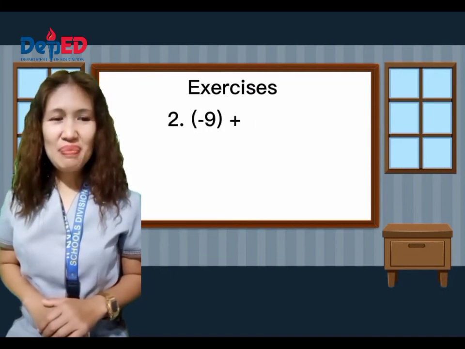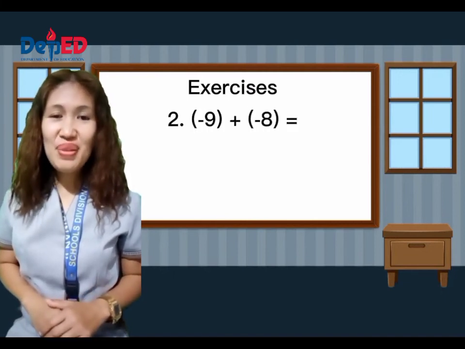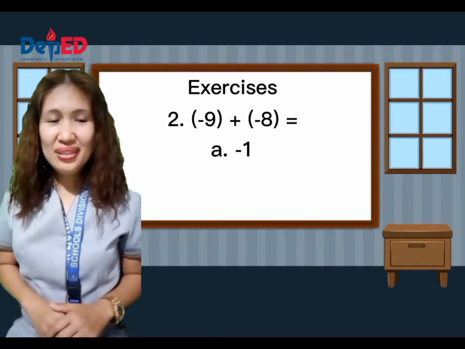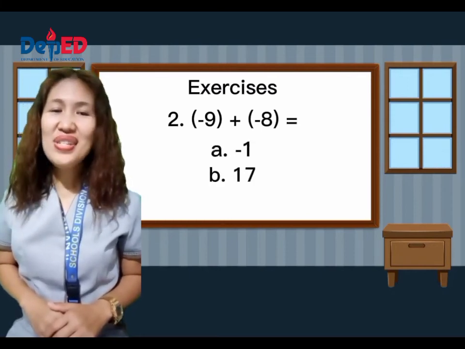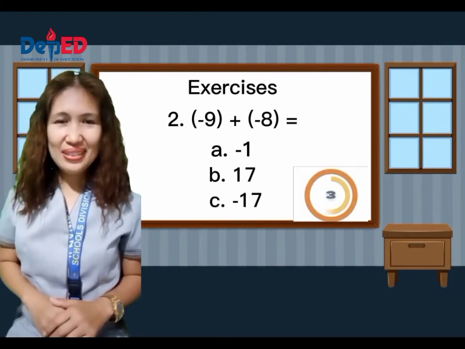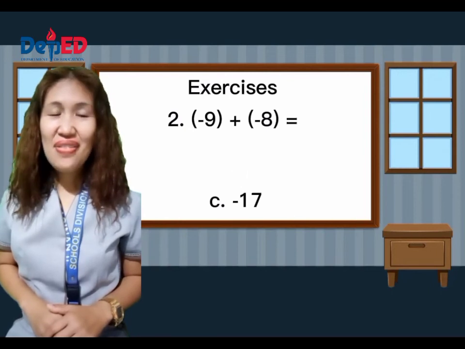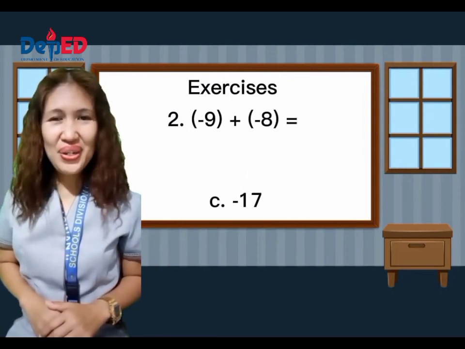Number 2. Negative 9 plus negative 8. A, negative 1, B, 17, or C, negative 17? The answer is negative 17. Very good.